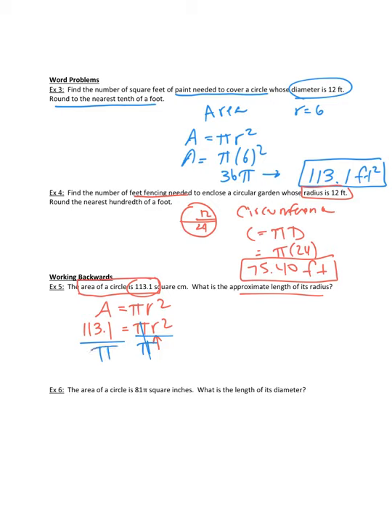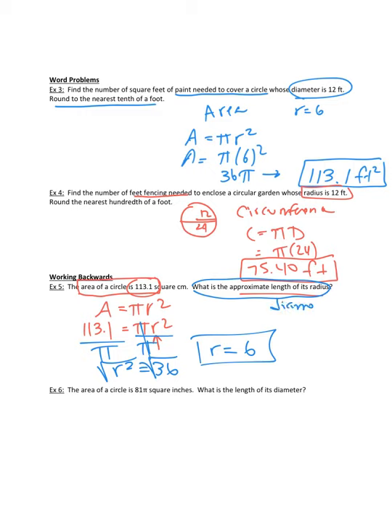So on your calculator, you're going to divide 113.1 divided by pi, which gives you about 36 for r squared. And then you're going to take the square root on both sides, so the radius is about 6. Now I could have asked you lots of questions here. Instead of the radius, I could have said, what is the length of its diameter? In which case you would say 12, because it's double the radius, 12 centimeters.